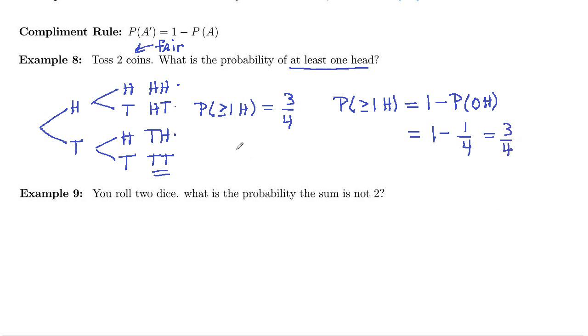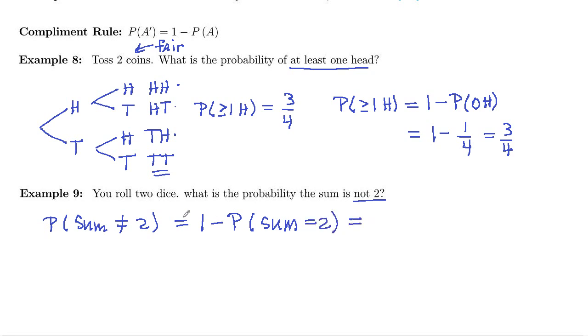So if you look at a probability straight out and it looks kind of complicated, see if you can use complements. Here's another example. You roll 2 dice. What is the probability the sum is not equal to 2? So the probability that the sum is not equal to 2, well, we can look at the opposite event and subtract from 1. So it's 1 minus the probability that the sum does equal 2.